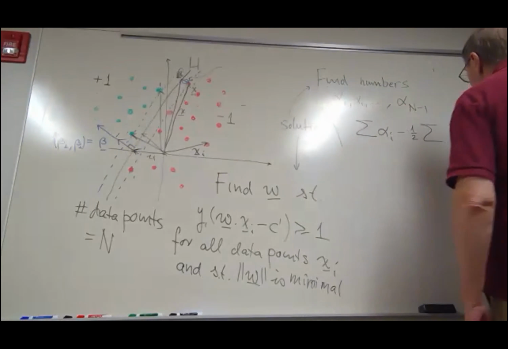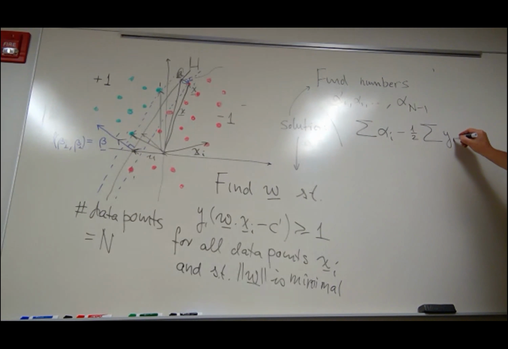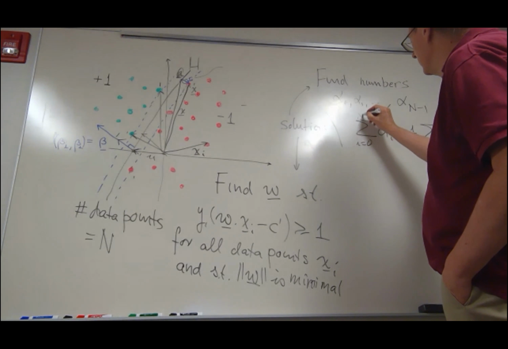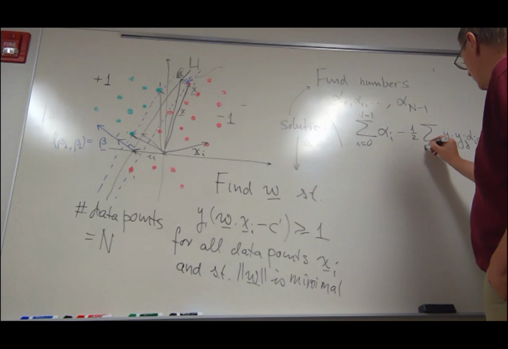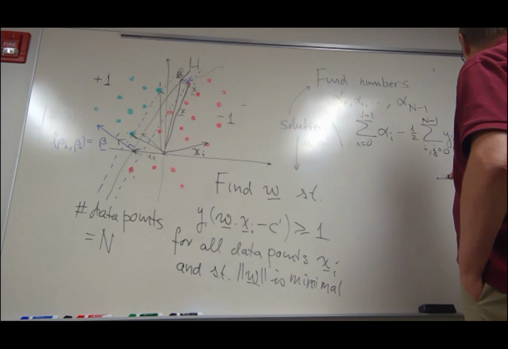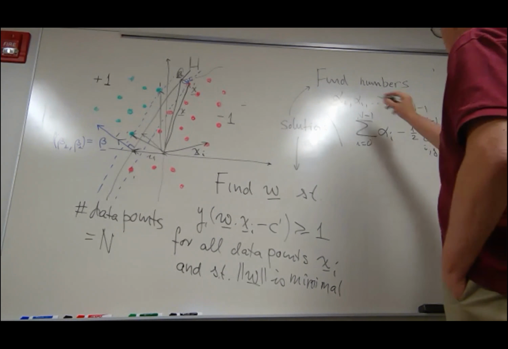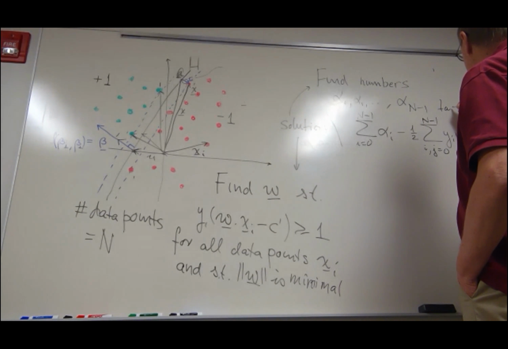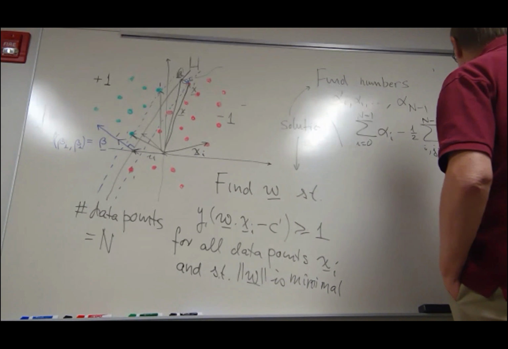So it's yi, yj, alpha i, alpha j, xi dot xj. So this is i equals 0 to n minus 1. This is i and j. This is a double sum. So find these numbers that maximize this expression.